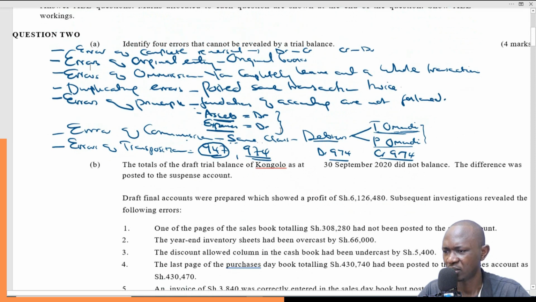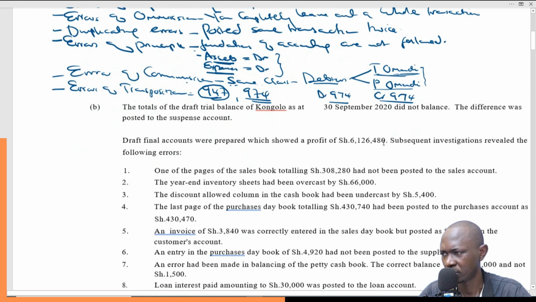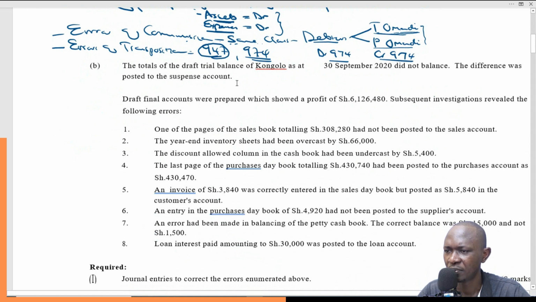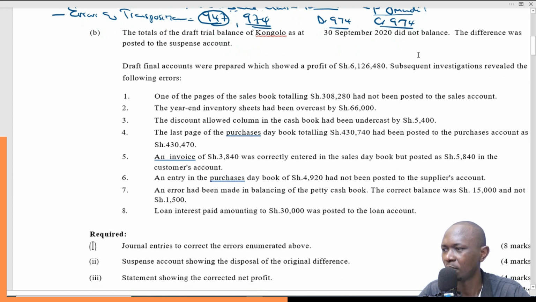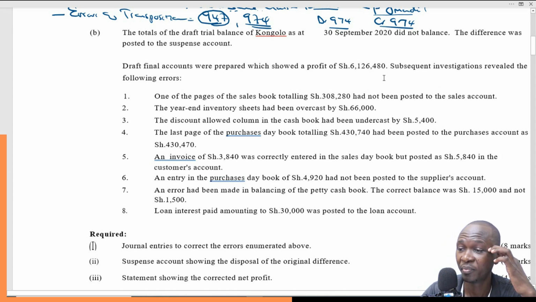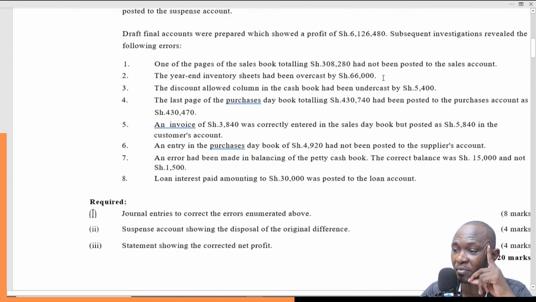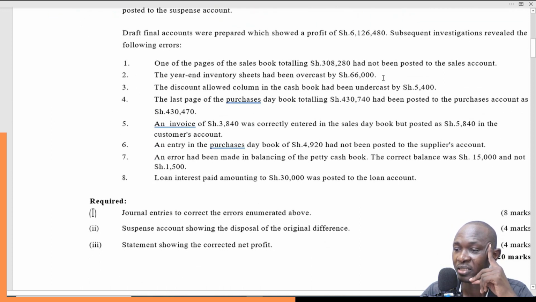So let's look at part 2 of this question. The totals of the draft trial balance at Congolo as at 30th September 2020 did not balance. The difference was posted to the suspense account. Draft final accounts were prepared which showed a profit of 126,480. Subsequent investigation revealed the following errors. One of the pages of the sales daybook totaling 3080 had not been posted to the sales account. Year-end inventory sheets had been overcast by 66,000. Discount allowed column in the cash book had been undercast by 54.